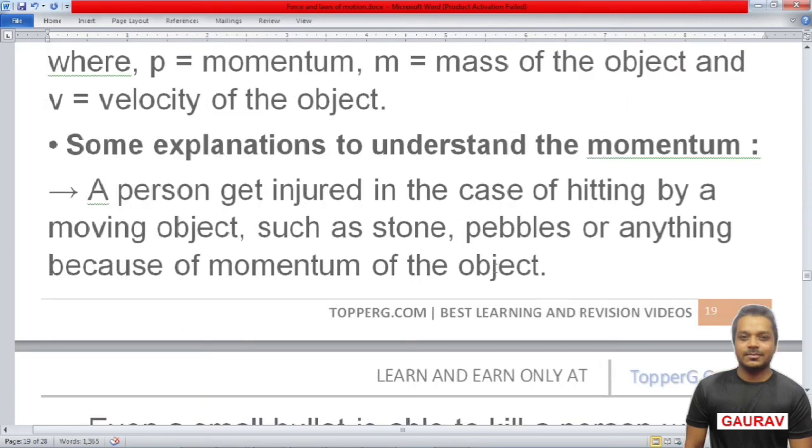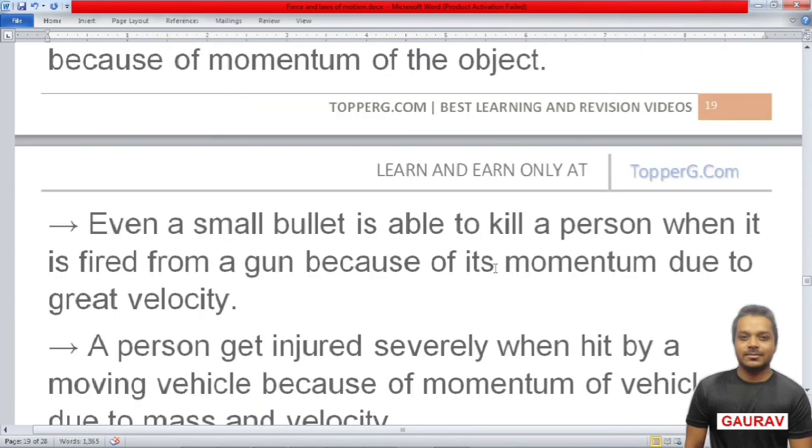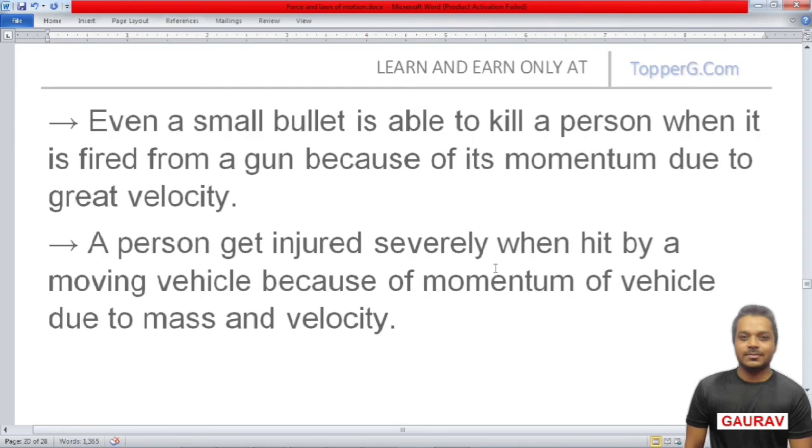A person gets injured when hit by a moving object, such as a stone, pebbles or anything, because of the momentum of the object. Even a small bullet is able to kill a person when it is fired from a gun because of its momentum due to great velocity. A person gets injured severely when hit by a moving vehicle because of the momentum of the vehicle due to mass and velocity.